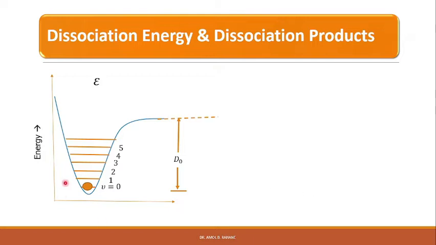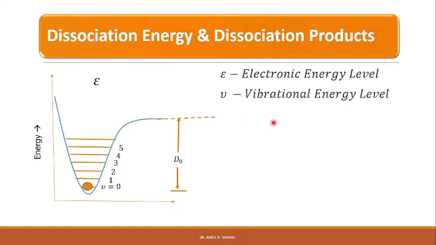The energy with which the molecule dissociates, calculated from the vibrational ground state, that is from the nu equal to 0 level, is called the dissociation energy from the ground state, and it is denoted by D0, as shown in the figure, right? So we have the electronic energy levels and the vibrational energy levels. They are denoted by E and nu.